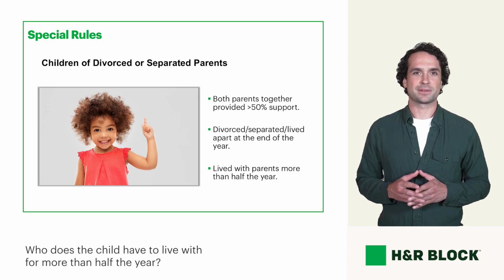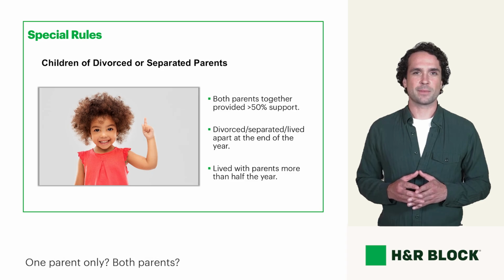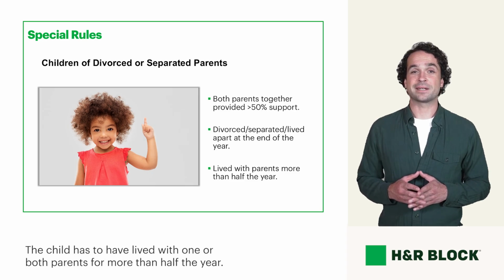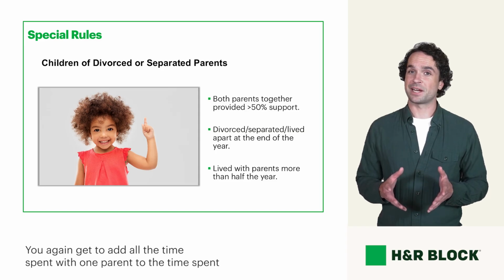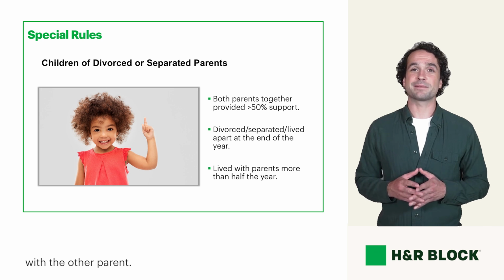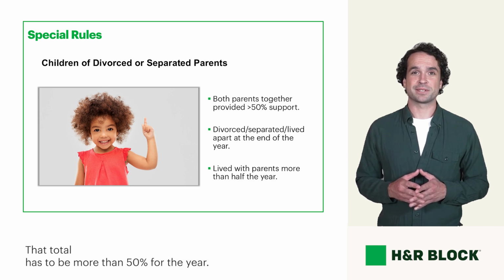Who does the child have to live with for more than half the year? One parent only? Both parents? How does that work? The child has to have lived with one or both parents for more than half the year. You again get to add all the time spent with one parent to the time spent with the other parent. That total has to be more than 50% for the year.